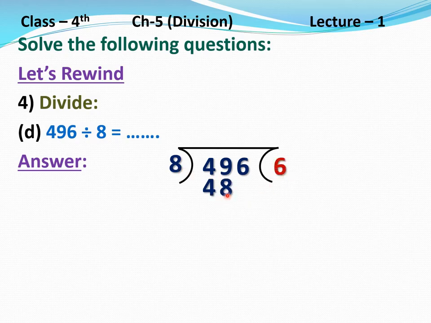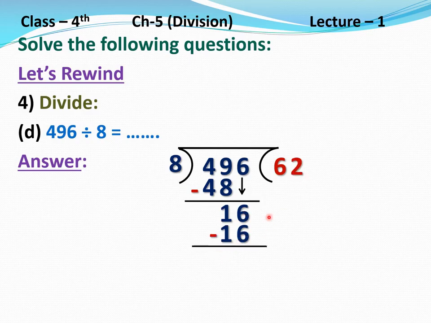Write 6 here and write 48 here. Now we will do subtraction. 9 minus 8, 1. Write 1 here. 4 minus 4, 0. Write 0 here. Now we will take next number, that is 6. Number will be 16. 8 multiply 2 equal to 16. Write 2 here and write 16 here.